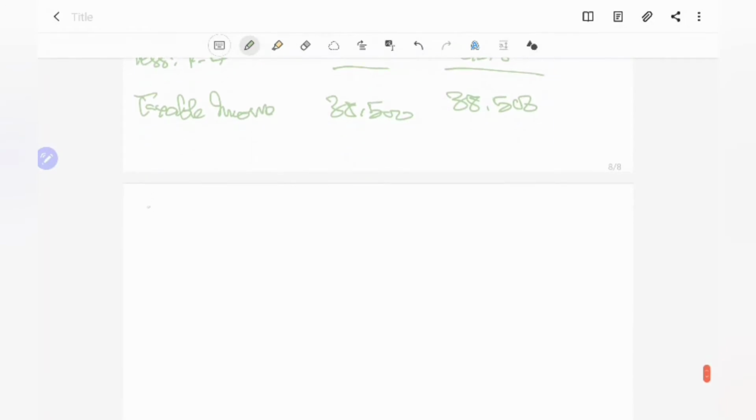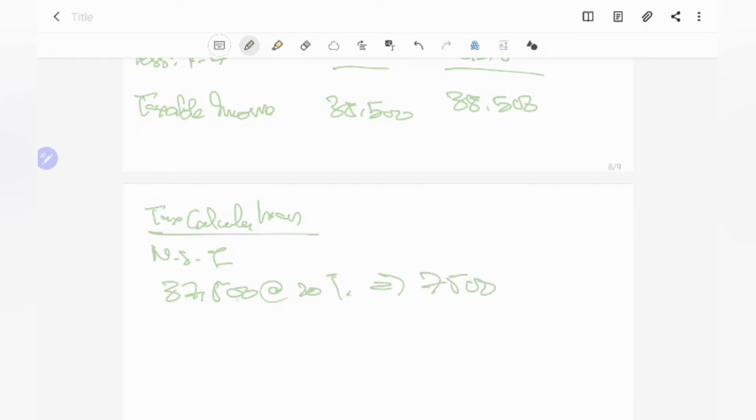Simply now what I have to do, tax calculation. Non-saving income, it is 37,500 at 20%. I will get 7,500. 1,000 at 40%, that is 400, and that's 7,900 is my income tax liability.